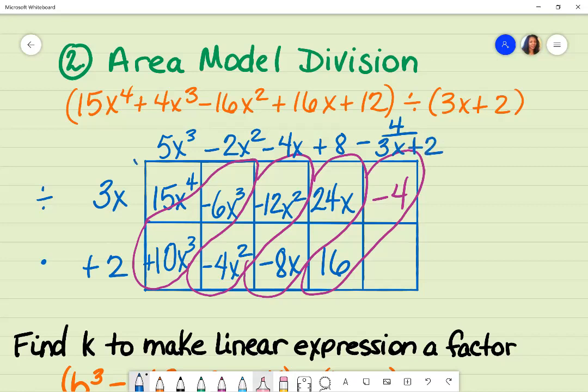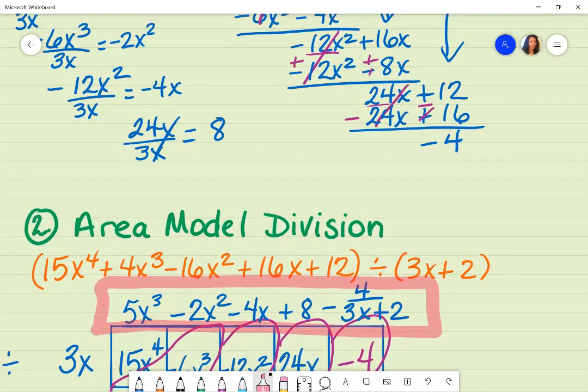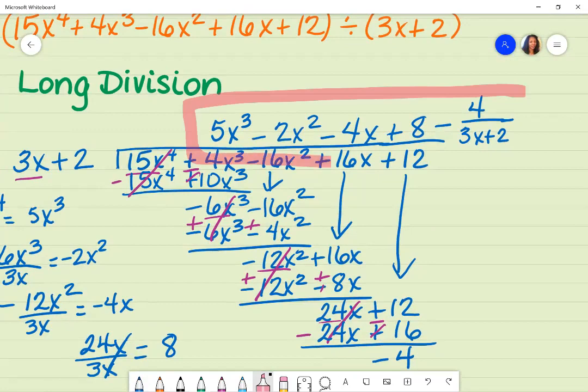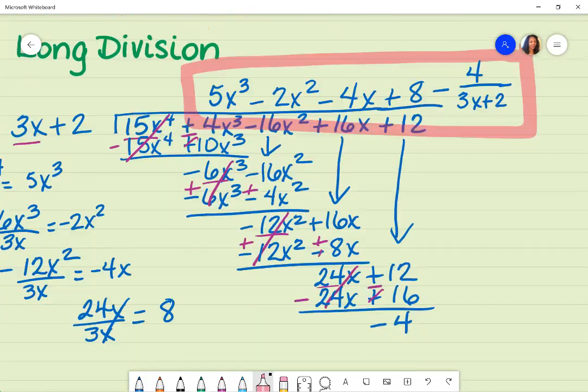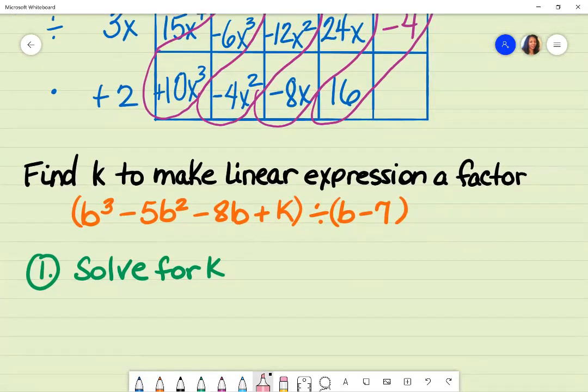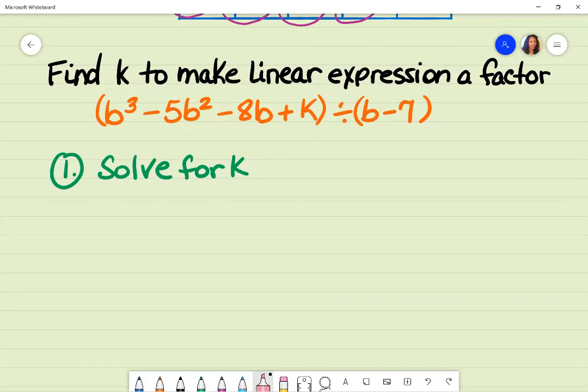This is what we just did a few minutes ago. The only difference was we used a different method. So look at this one for the area model and then compare it to this. Same thing. Okay, just two different ways of doing it. You can rewind, fast forward, whatever you need to do so that you can get a better understanding of it.